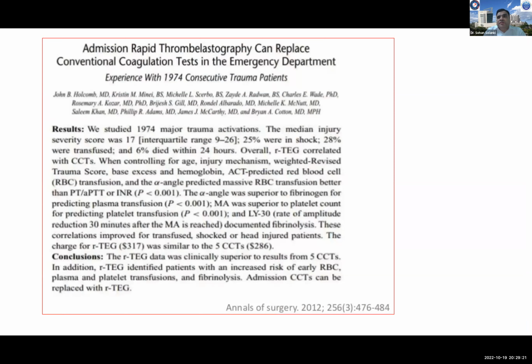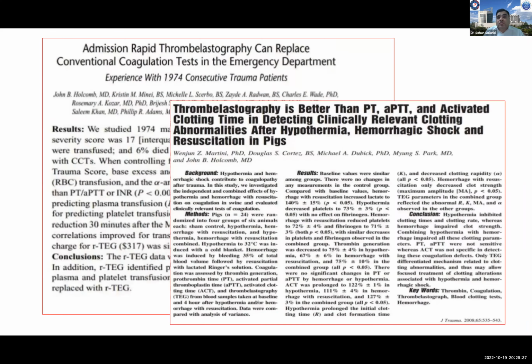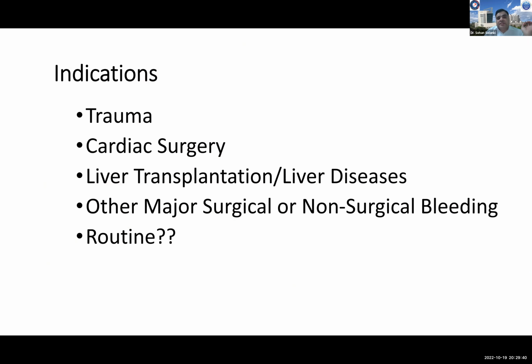About the use of this TEG, it is already shown in the world that it's very useful right at the trauma center. They use it when the patient is coming in bleeding, or now it can even replace the normal routine testing. So the indications of the TEG range from trauma to cardiac surgery. For cardiac surgery, it cannot really replace the ACT during the cardiac bypass, but it can help after the bypass surgery or for post-operative bleeding. And when you really want to give some blood or blood products and you are confused, then your TEG can help.